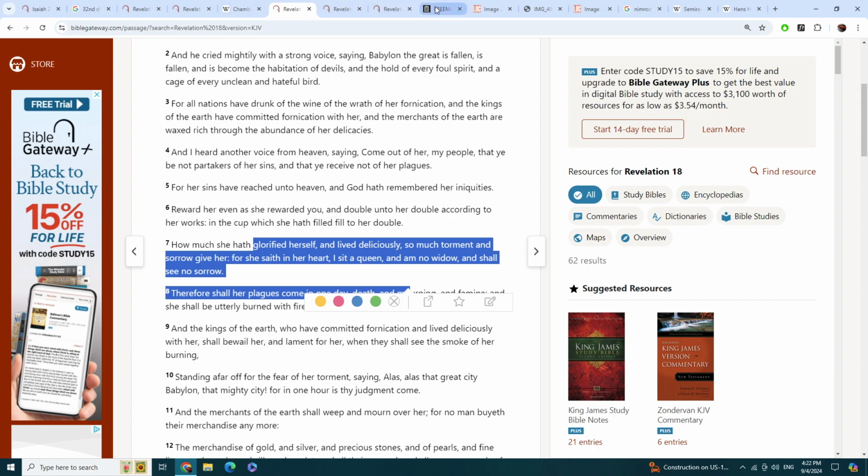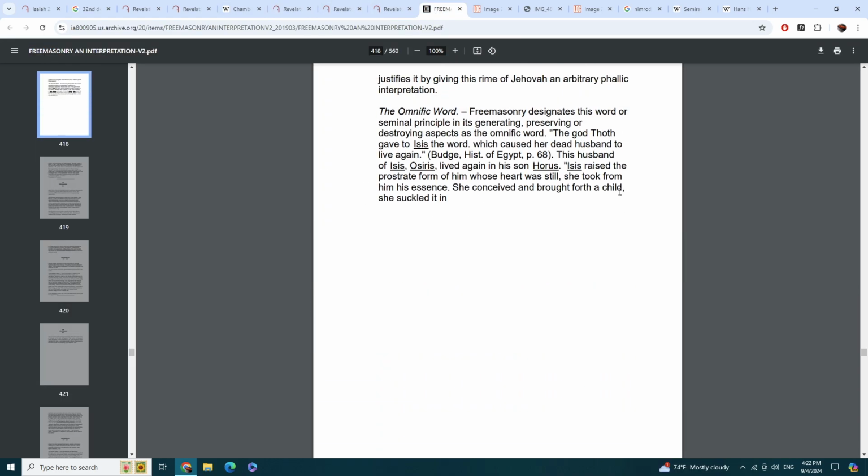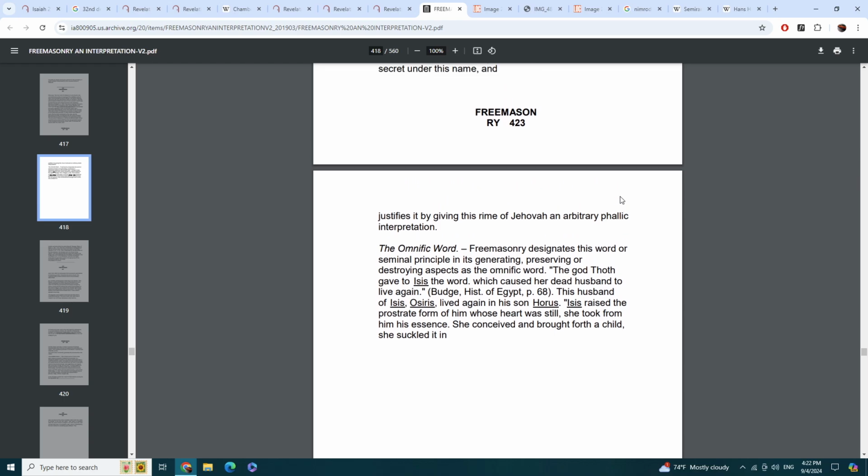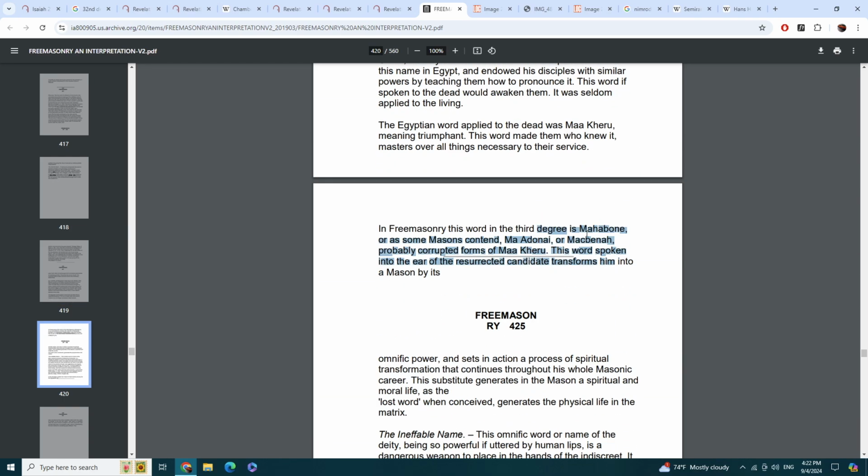Now, Freemasonry is all about the lost word, right? At the third degree, where the Mason is raised by the strong grip of the lion's paw, they whisper in the word Maja-Bone, which translates to bone. That's why you have the bonesmen of, I guess Yale, right? 322. But it's really builder, okay?